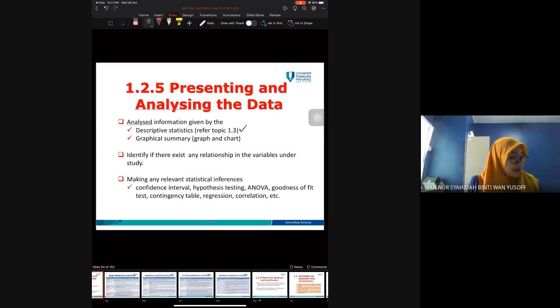When we go further, chapter 2 and onward, it will be statistical inference, which is inferential statistics, the one that we discussed before. We will go to inferential statistics. You have the confidence interval, you have the hypothesis testing. Your part 2 of your assignment will be hypothesis testing.